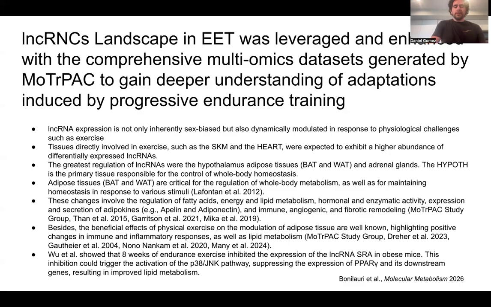And Wu et al. have shown that 8 weeks of endurance exercise inhibited the expression of the lincRNA SRA in obese mice. In SRA, this inhibition could trigger the activation of the P38 and JNK pathways, suppressing the expression of PPAR gamma and its downstream genes, resulting in improved lipid metabolism.